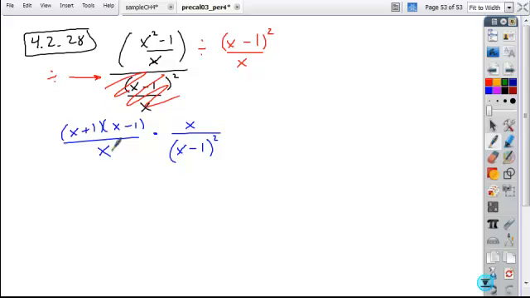And so the final step is to cancel common factors. x minus 1 cancels with one of these. The x's cancel. And so I'm left with x plus 1 in my numerator, x minus 1 in my denominator.